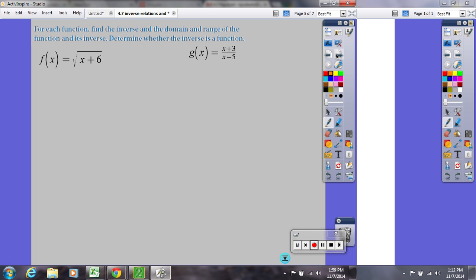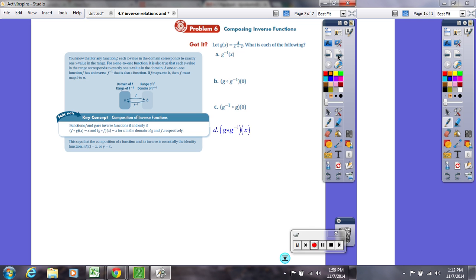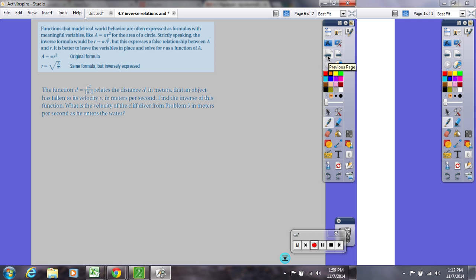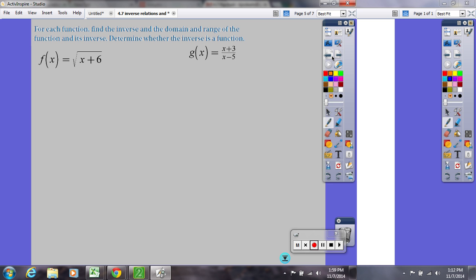We might even look at a story problem. Okay, really quickly, we might want to do 2 of these ones too, because those are pretty in-depth. Okay, really quick, find its inverse.